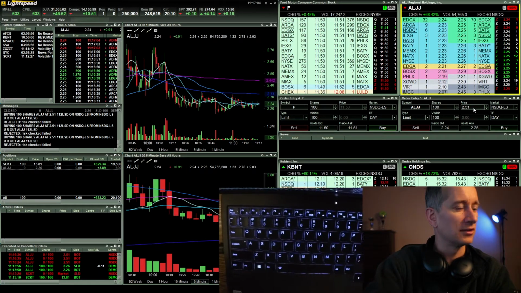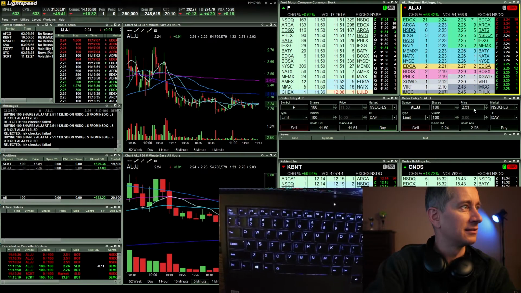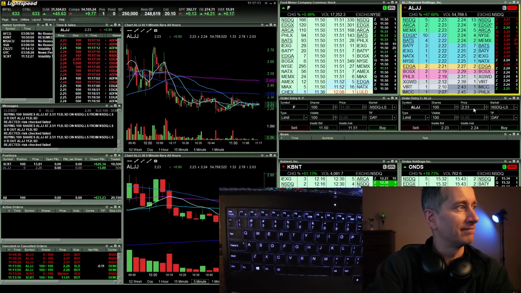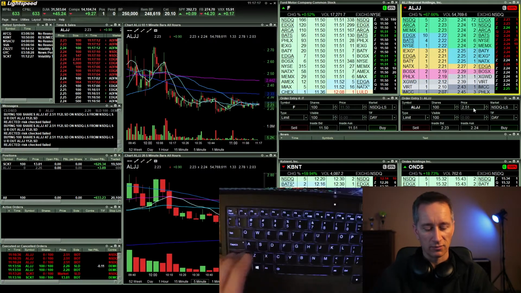The camera has shifted a little bit. Let me just fix it a little bit. That's better. I have it on the top of my computer. It's a GoPro, so it moves a little bit.